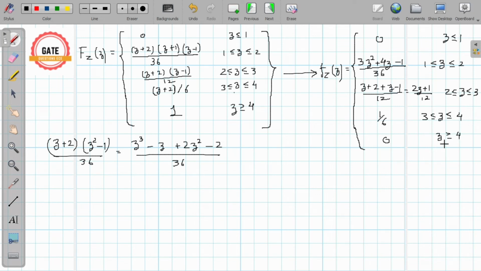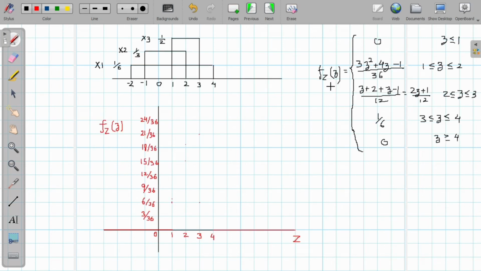So this is the expression for the PDF of Z. So let's try to plot it. So I have rewritten here the PDF expression for Z, and these are the marginal PDFs of x1, x2 and x3. So now let's try to plot here the PDF of Z. You can observe here that for Z less than or equal to 1, the PDF is 0.